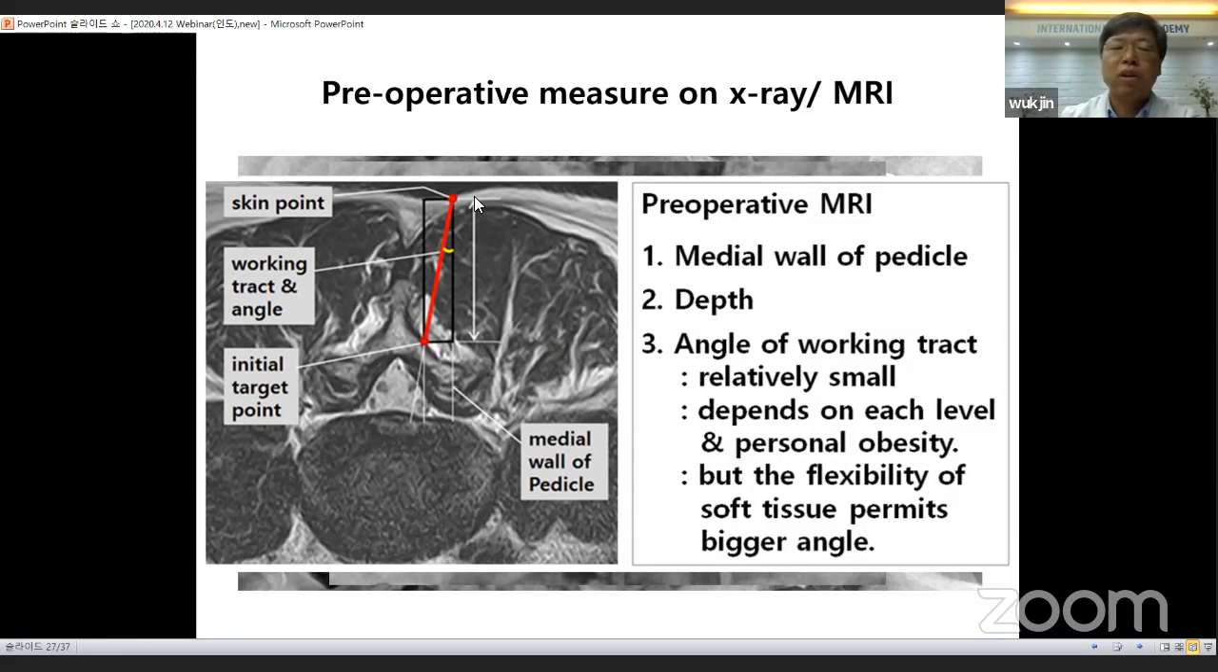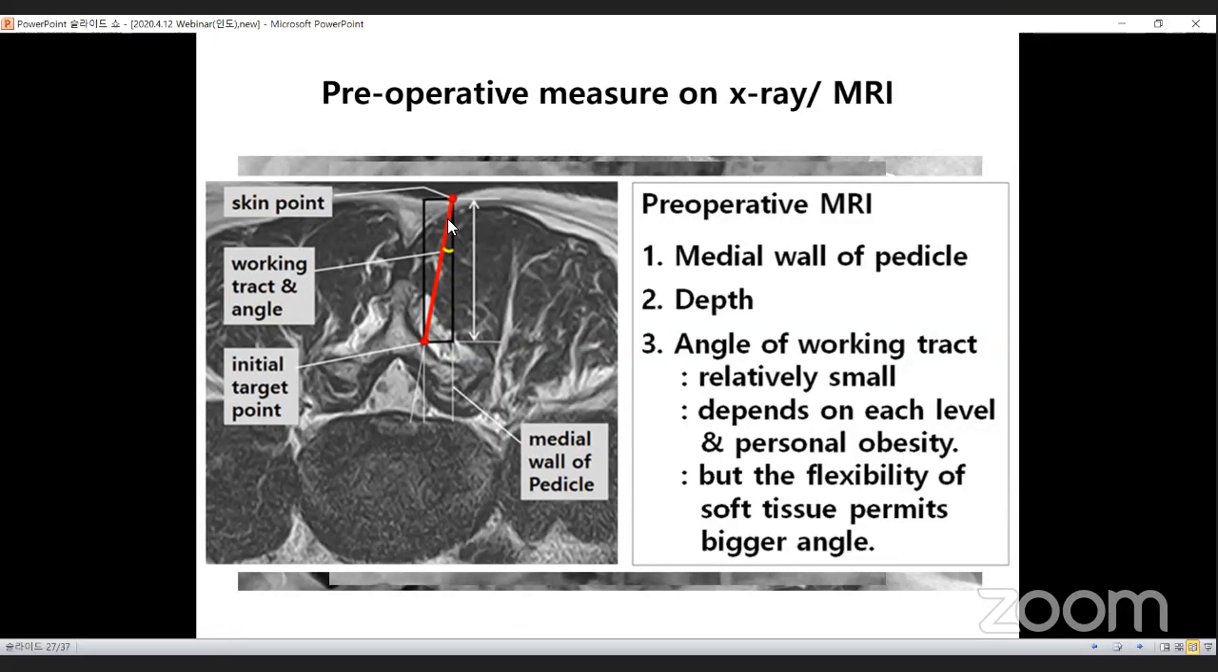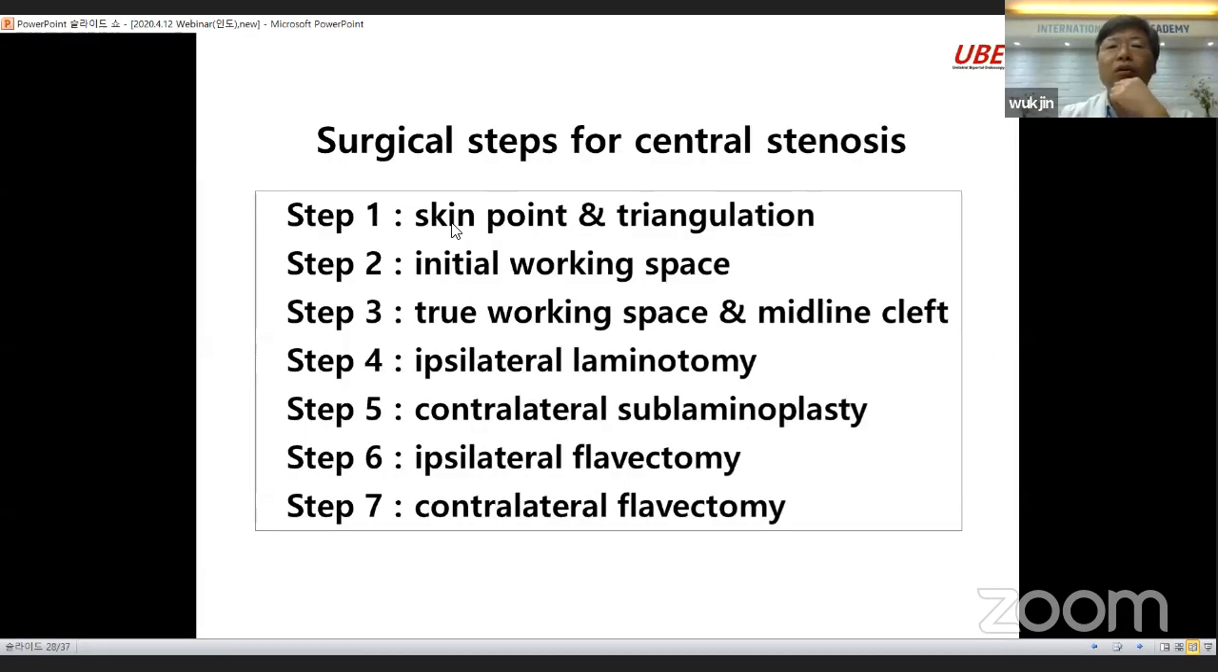I measured the preoperative MRI here: the distance, depth and these angles. Depth and angle are important for beginners. Finally, this is the simple surgical step for central stenosis. Steps 1-2 are the critical difficulty for beginners, but steps 3-7 are similar to open surgery and other techniques.